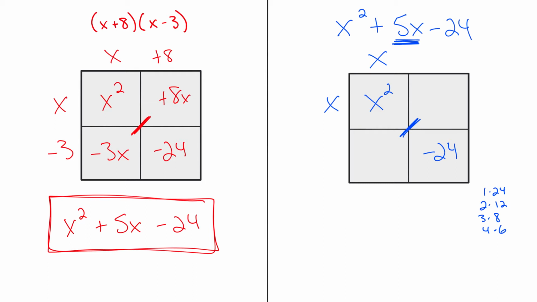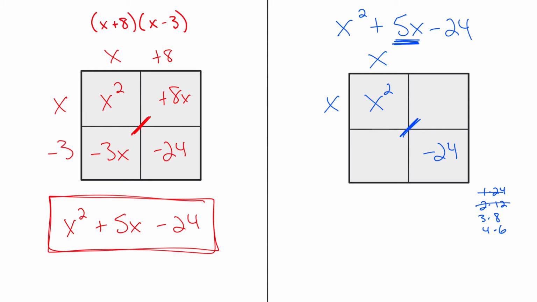All right, one of those sets of numbers has to fit there. So I would try the 1 and the 24. That would give me a 24x and a 1x. Those two do not have a difference of 5. So I know that the 1 and 24 do not work. So I cross that off my list. Then I do the 2 and the 12. That'll get me a 2x and a 12x. Those do not have a difference. Remember, we're looking for a difference of 5. So 2 and 12 also do not work.